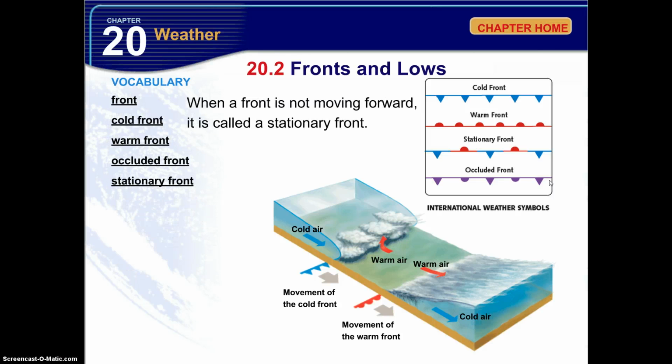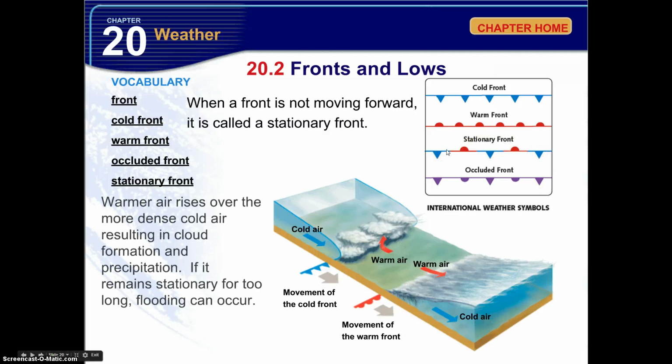Now when a front is not moving forward, it is called a stationary front, and that's what we have right here. Now warm air rises over the more dense cold air, resulting in cloud formation and precipitation. If it remains stationary for too long, flooding can occur because of the downpour. So on a weather map, you'll see that the triangles and the semicircles are in opposite directions, and they'll alternate between red and blue on a weather map if it's colored.